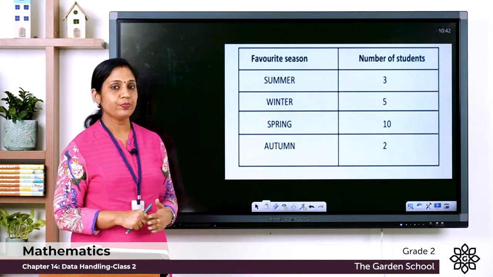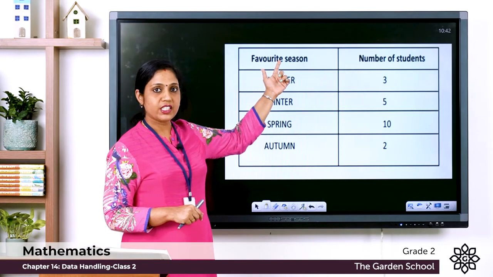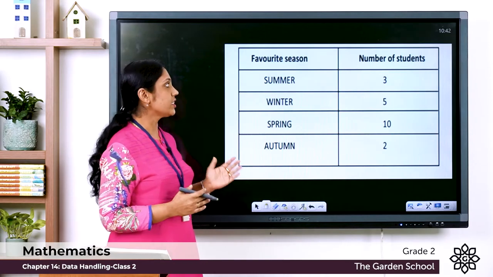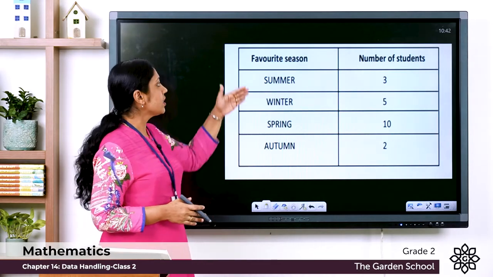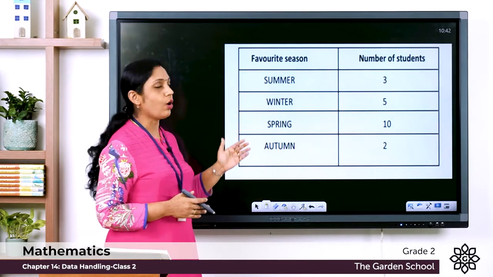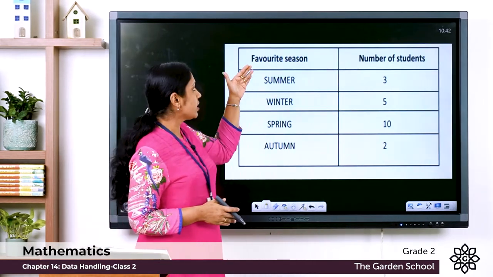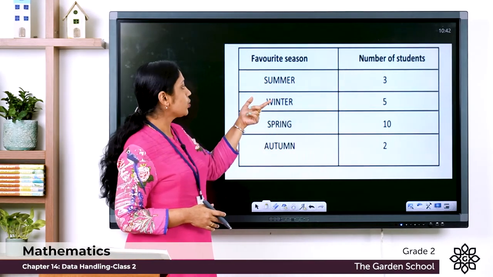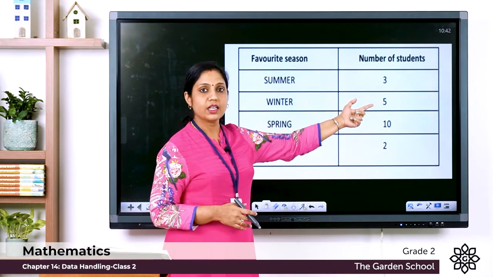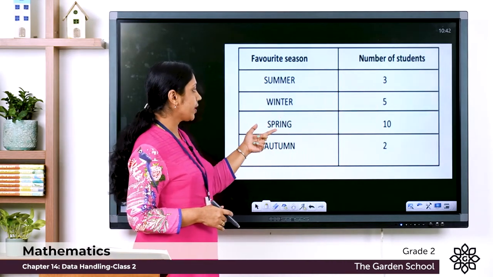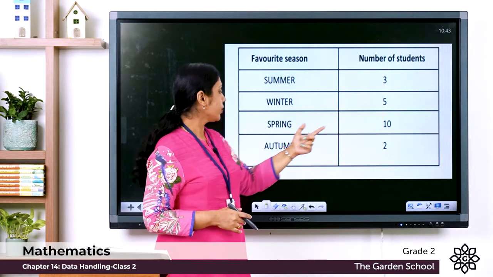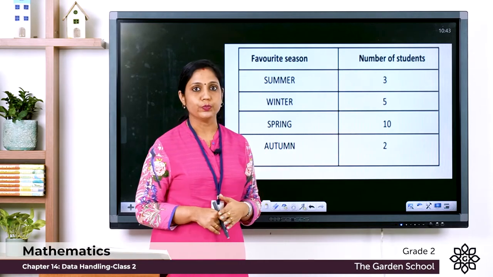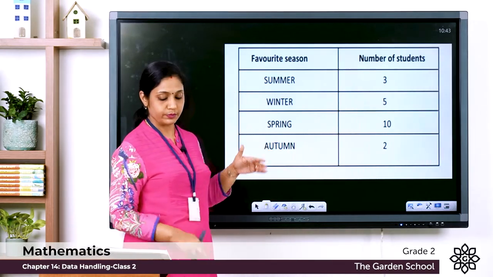Here you can see in one column there is favorite season, and in the other column you can see the number of students. So this is the favorite season of students. The seasons summer, winter, spring, and autumn are given. For the favorite season summer, the number of students who like it is 3. The next one, winter, the number of students is 5. The next season, spring, the number of students is 10. And autumn, the number of students is 2. So this is represented in numbers.